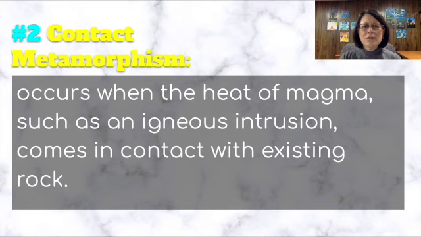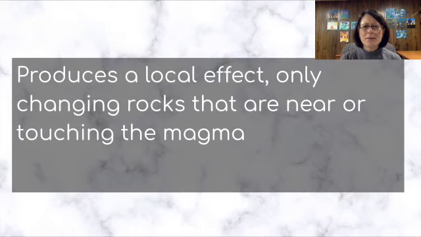There is also contact metamorphism. This occurs when the heat of magma, such as an igneous intrusion, comes in contact with existing rock. An igneous intrusion is inside of the earth, and it's hot magma that is pushing up into the other rock, such as perhaps other igneous rock, metamorphic rock already, or sedimentary rock, and is heating it up and changing the crystal structure. And that is commonly found with marble, which is my background. It produces a local effect, only changing rocks that are near or touching the magma. So that's why it's called contact. It has to touch.